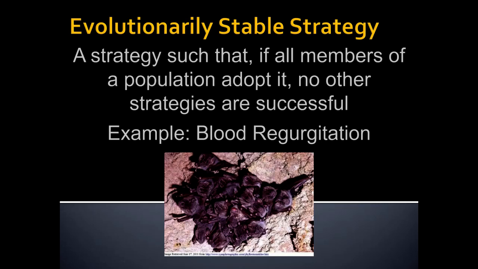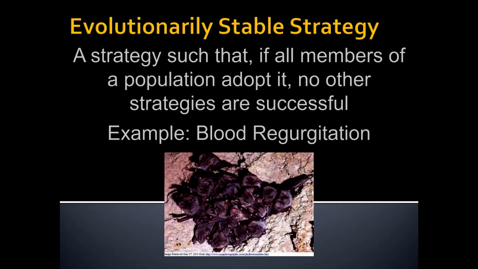This is blood regurgitation in vampire bats. It's kind of gross, but if you're a vampire bat, it's great. So vampire bats make their living by going out at night looking for prey items. They don't kill them, but they make a small incision and then they lap up blood. And in the environment where they live, it's not every night that they can find an animal whose blood they can drink. So maybe only every other night, every third or fourth night are they successful.